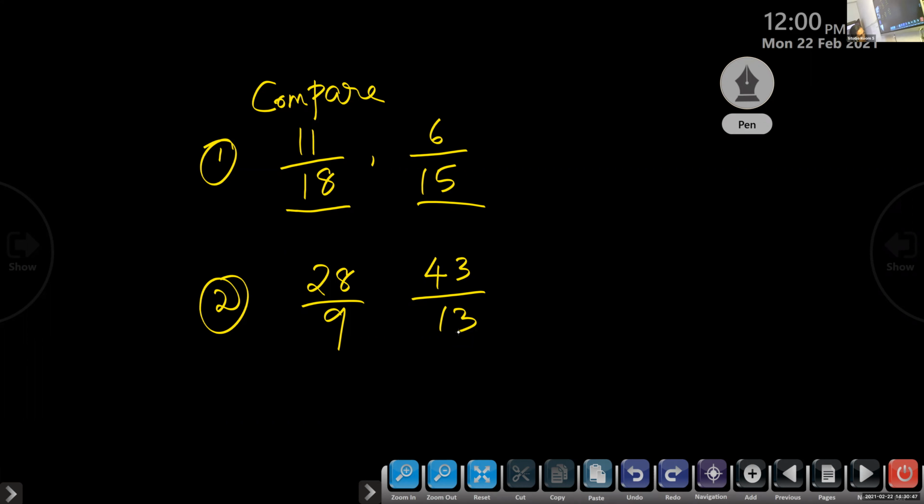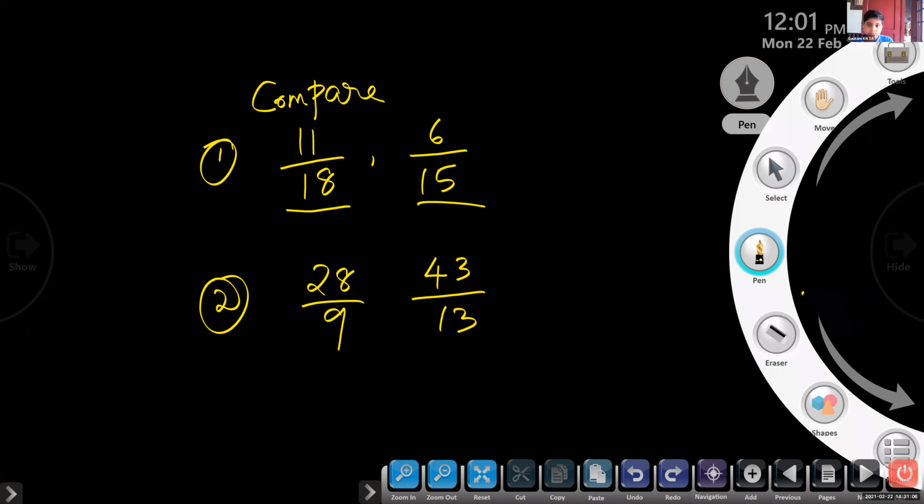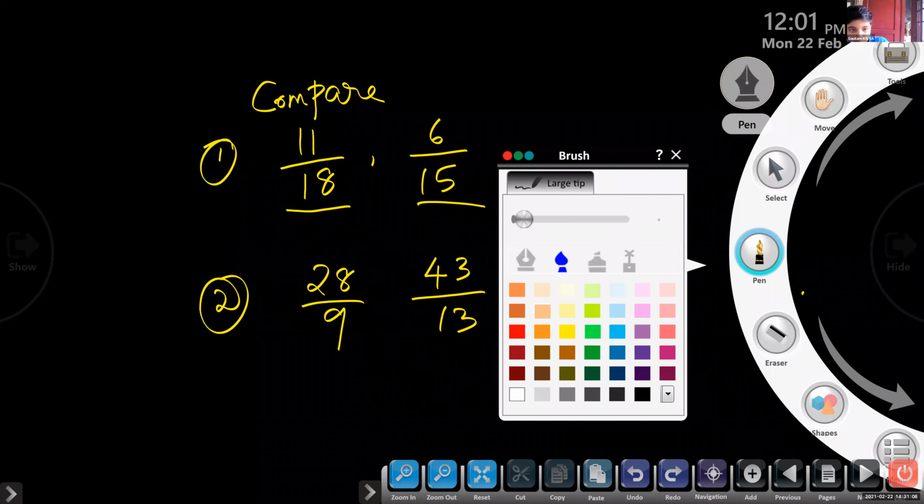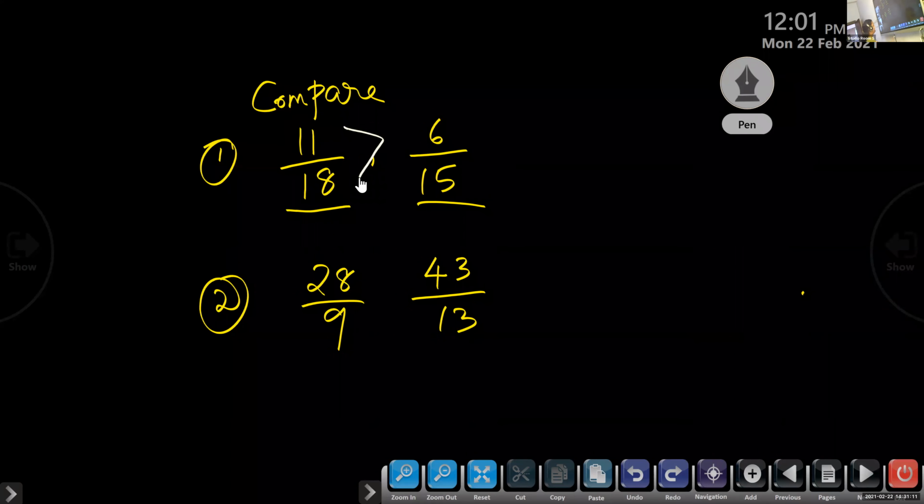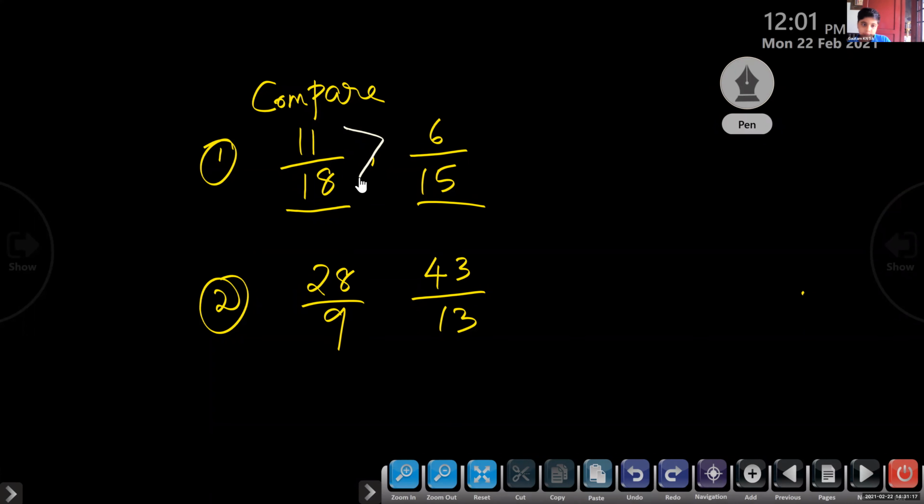So first question, 11 by 18 and 6 by 15. Which is bigger? 11 by 18 is bigger. And what about 28 by 9 and 43 by 13? 43 by 13 is bigger.